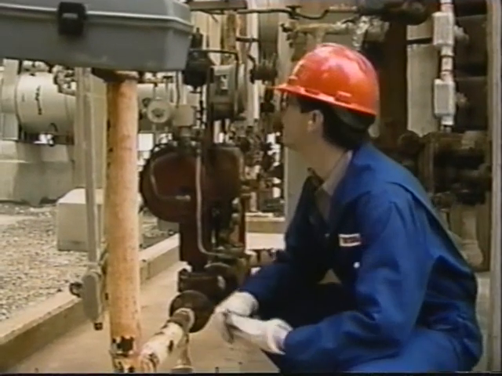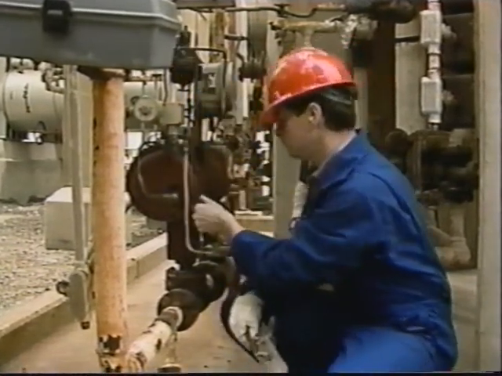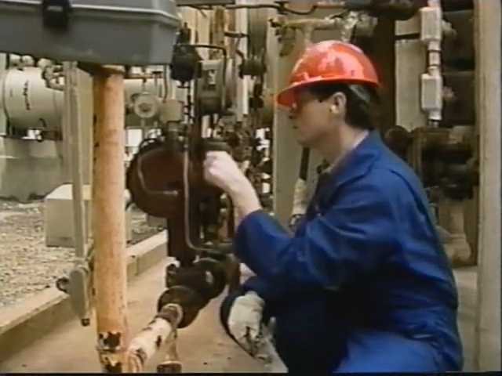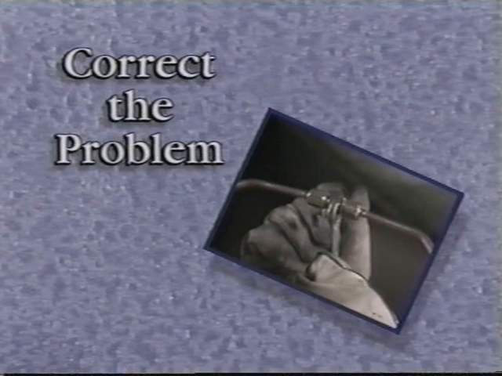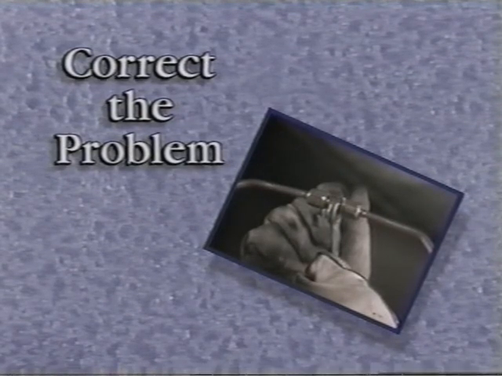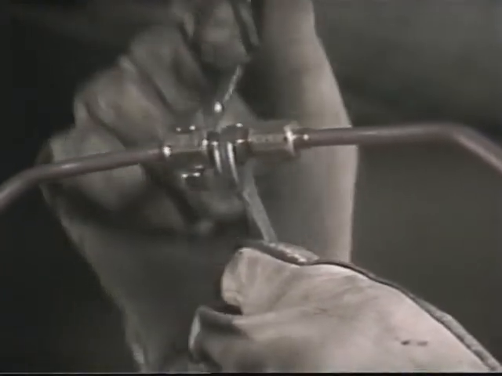The operator looks around for any obvious problems. Sometimes there's an air leak in the system. He discovers a leak on the discharge line of the converter. A loose nut is causing the air leak, so tightening it should correct the problem. The nut may have shaken loose over time as a result of vibration in the area.